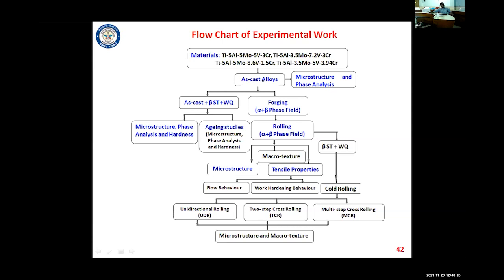These all 4 alloys are produced in the as-cast form, which I will explain later. These as-cast alloys are beta solution treated, then water quenched, and I have carried out the microstructure and phase analysis, hardness, and also the aging studies. I will explain in detail. Also, these cast alloys are forged in the alpha-beta phase field and subjected to rolling in the alpha-beta phase field, and then the microstructure and tensile properties are evaluated. In this presentation I am covering only up to the forging and the rolling, and the microstructures and tensile properties.